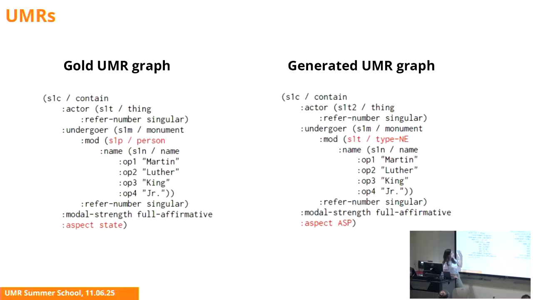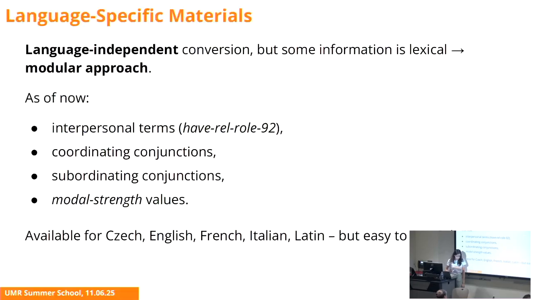But overall, these 2 graphs are nicely similar. Of course, with more complex sentences, that's not always the case. That would be very nice, but it is not the case. But as you can see, at least this conversion provides us with a good starting point. As I said, this conversion process is language independent, meaning that you take any treebank you want to work with, you run the converter on it, and you end up with your UMR graphs.